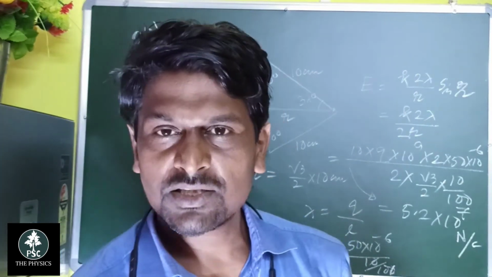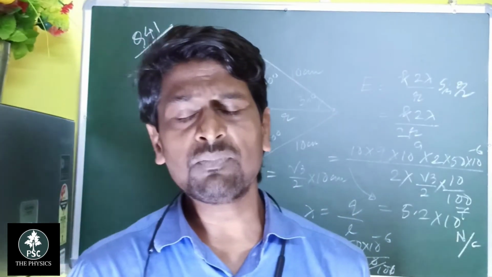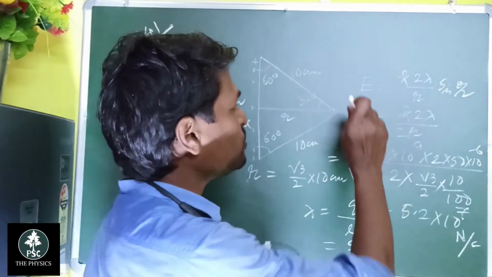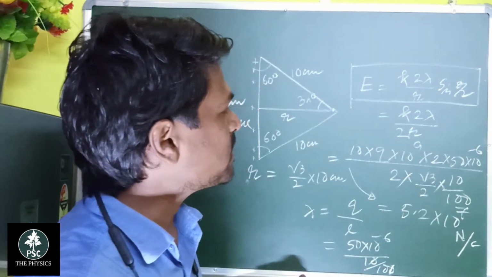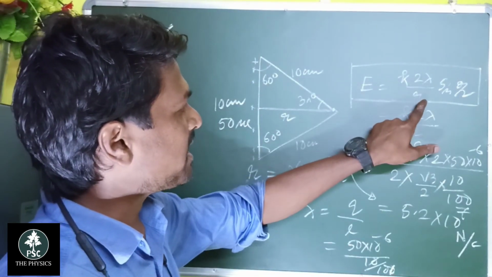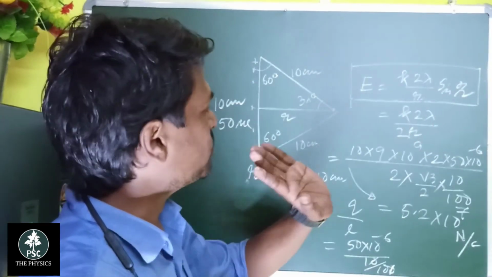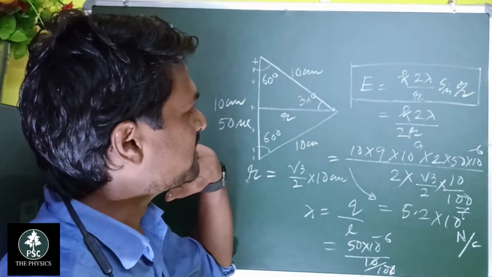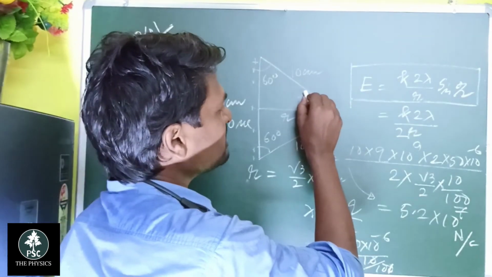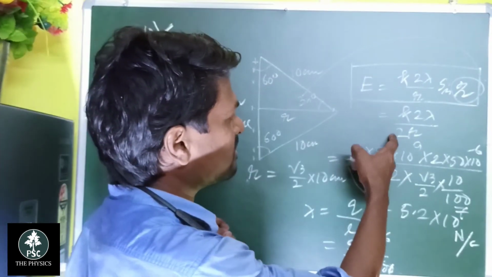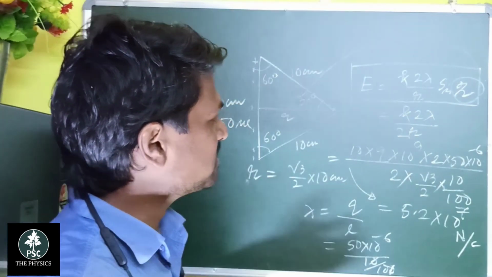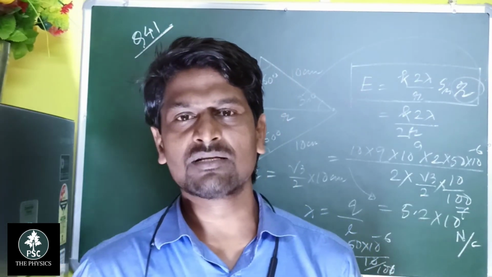So students, this is a simple concept, you just have to memorize the formula: E equals 2 kappa lambda by r sine theta by 2, that is sine 30 degree. In place of theta by 2 you have to write sine 30, that is half. This is a very easy numerical.